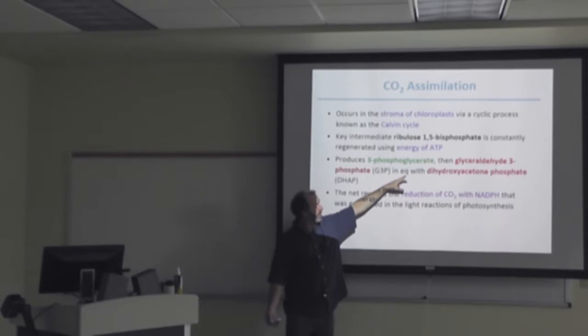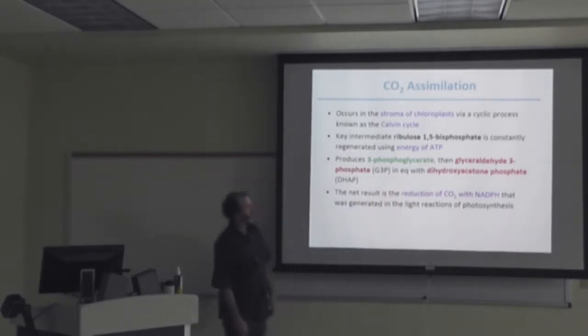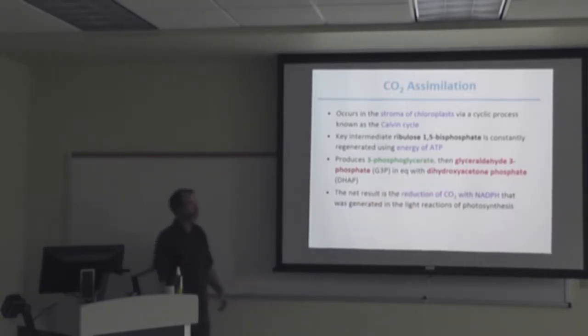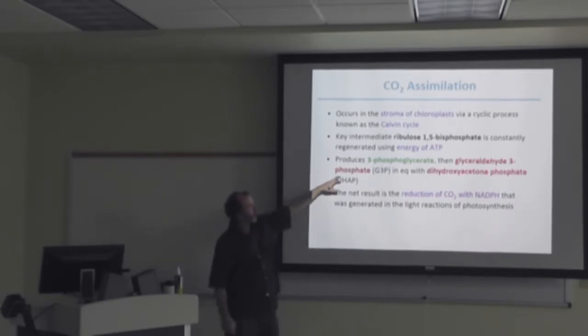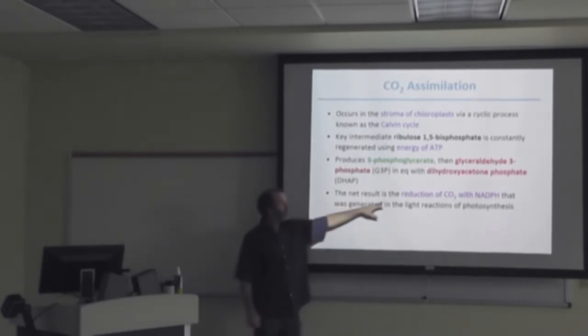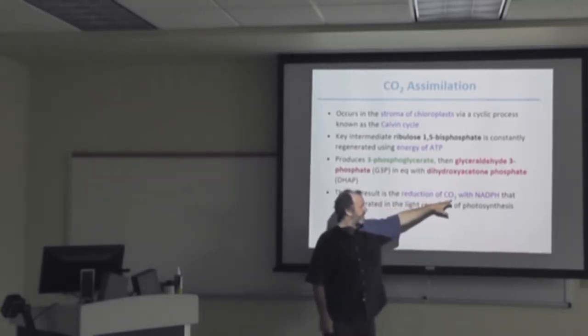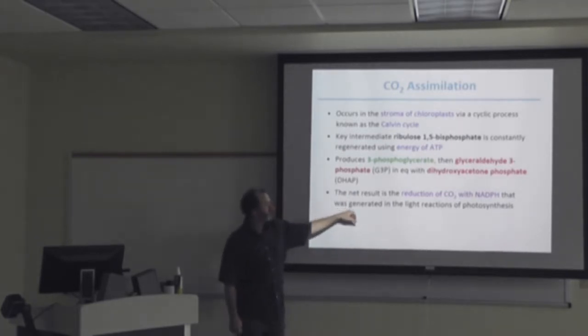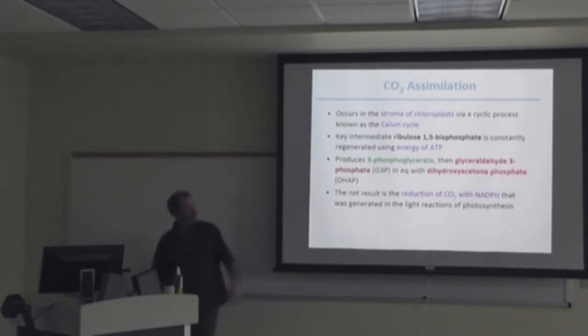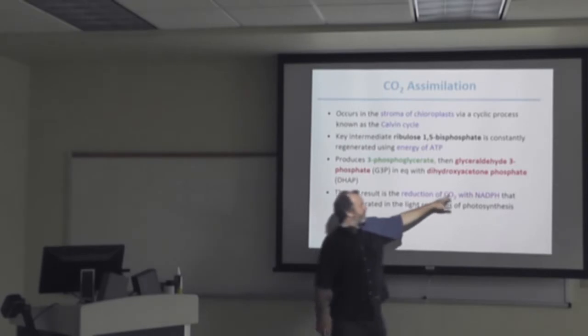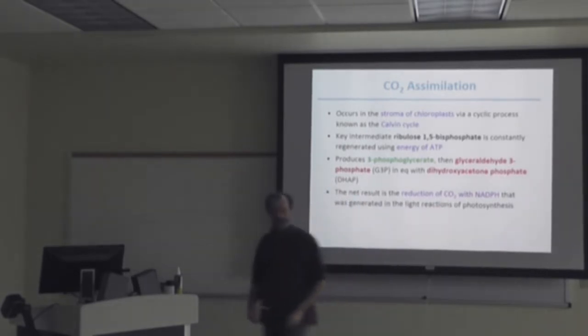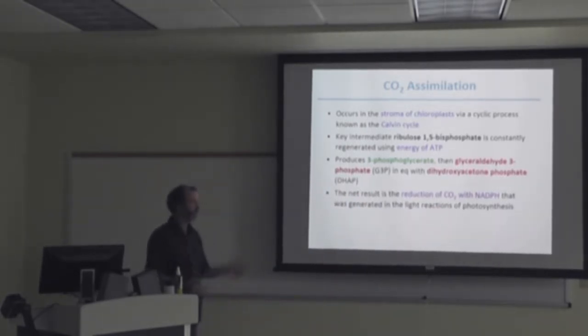Which is equivalent to dihydroxyacetone phosphate, right? And then we use glyceraldehyde 3-phosphate and dihydroxyacetone phosphate. Those will condense to form fructose if we're doing gluconeogenesis, right? So the net result is the reduction of carbon dioxide with NADPH that was generated in the light reaction. We use the NADPH to reduce the carbon in carbon dioxide, and will produce water and sugar.